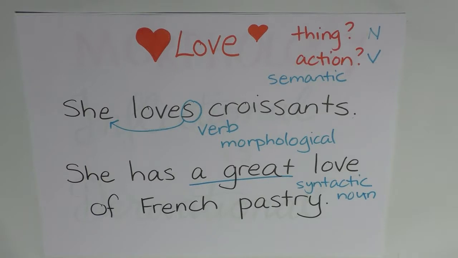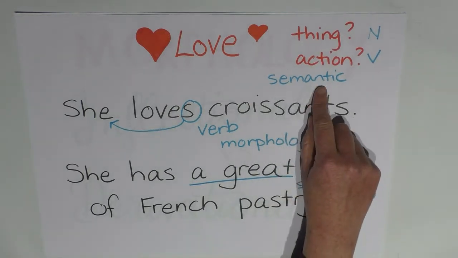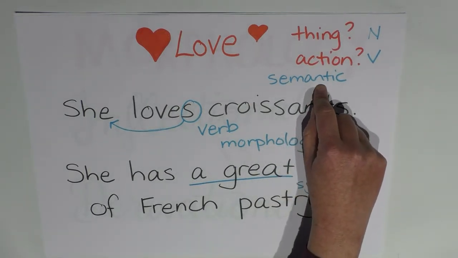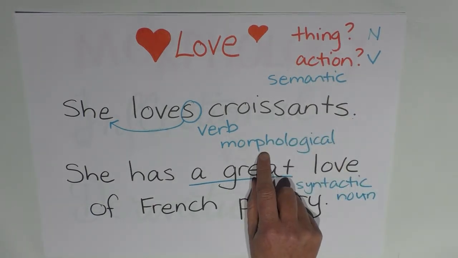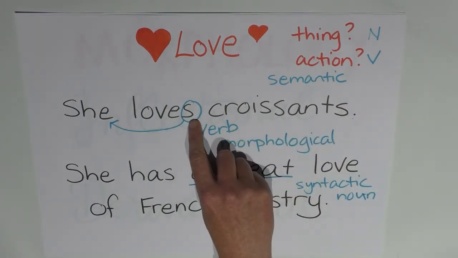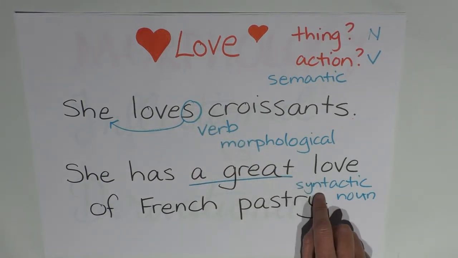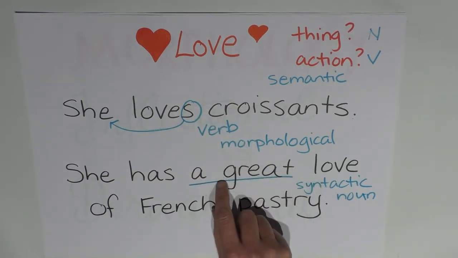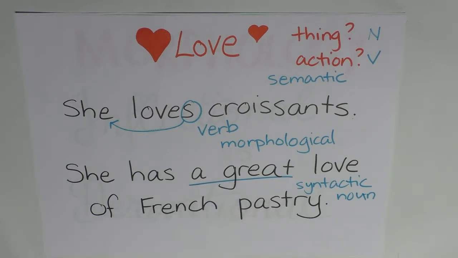So to determine whether love is acting as a verb or a noun in these sentences, we look at three aspects: the semantic, the meaning of the class of word, the morphology, how the word can change in the word itself, and the syntactic behaviour, that is how the word fits in with other words around it. So for each word class we are about to explore, we will need to determine its semantic features, we will look at its morphological features, and we will discuss its syntactic behaviour.